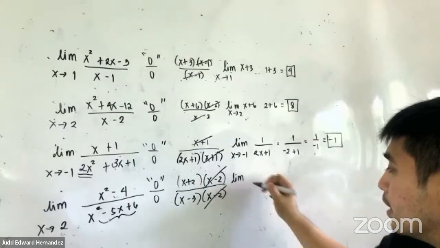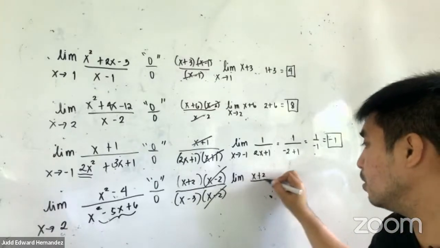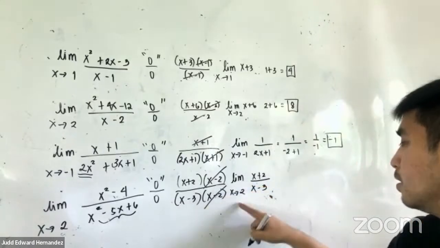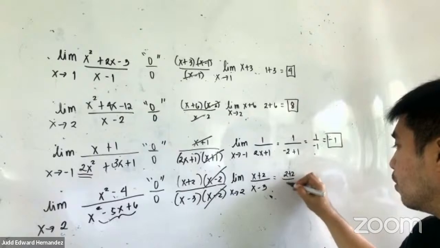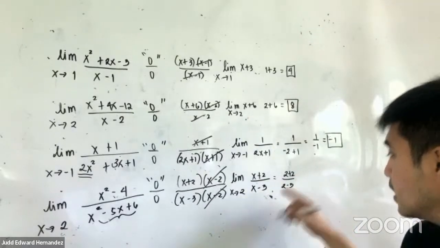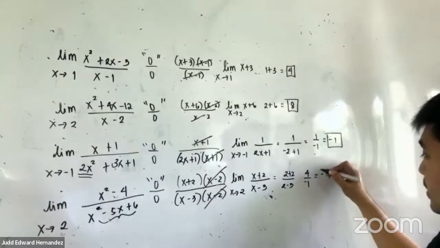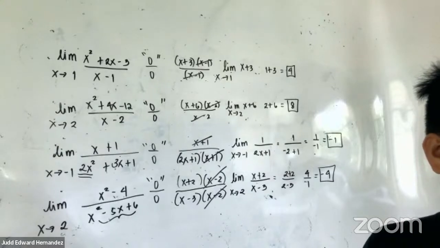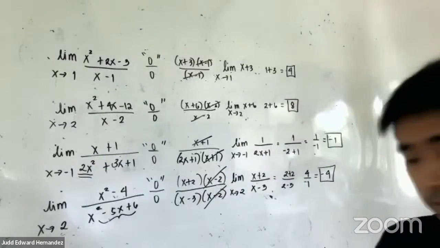Therefore, our working equation now would be the limit of x plus 2 all over x minus 3, wherein x is approaching 2. Substitute 2, it becomes 2 plus 2 over 2 minus 3. We have 4 over negative 1. The answer is negative 4. Is this clear? Opo. Okay. So, yun po yung combination na meron tayo.